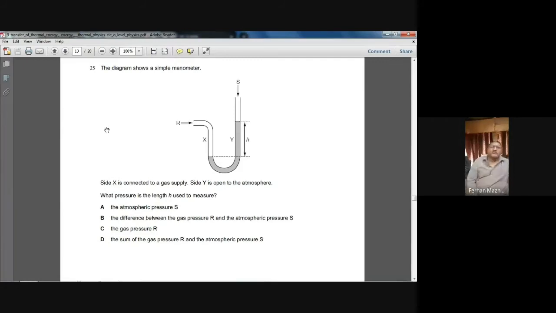This question is not on the topic of heat. I don't know why this is in that worksheet. But anyway, we can do that.